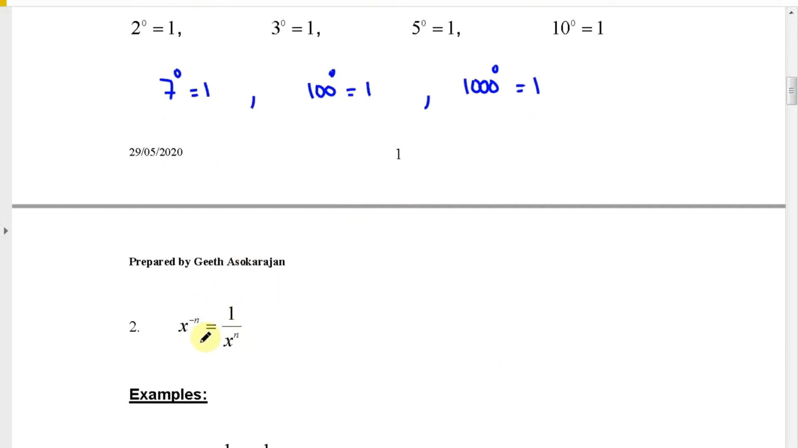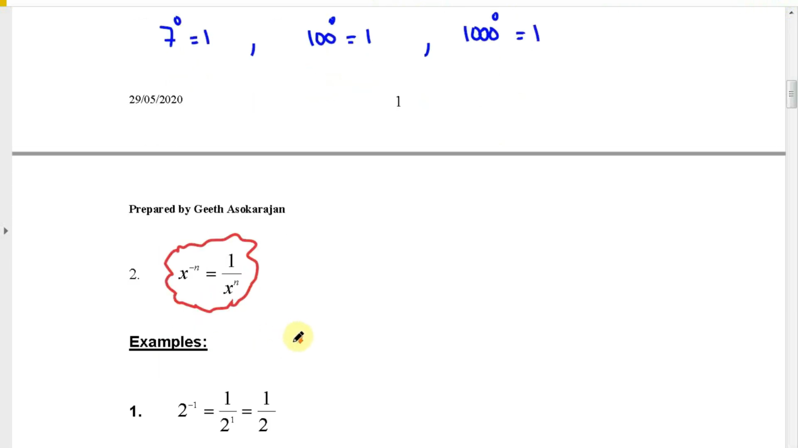Another fact: a term to the power minus n. If we have x to the power minus n, that is the same as 1 over x to the power plus n. Another important fact. Let me encapsulate that in red also. Let's have some examples to explain this.